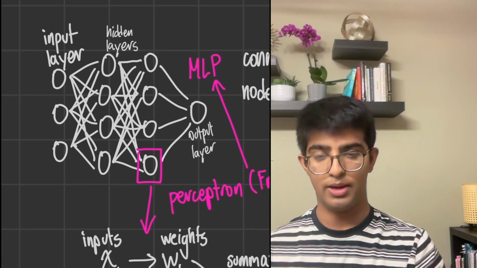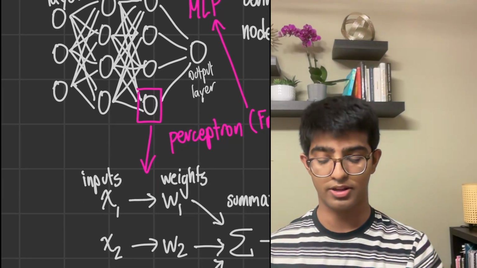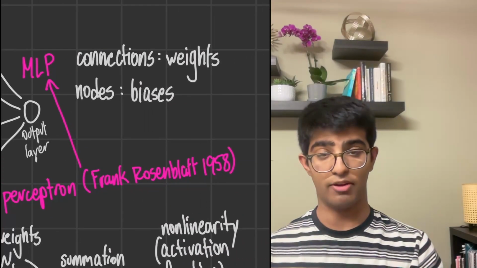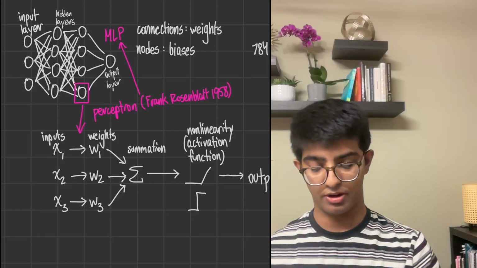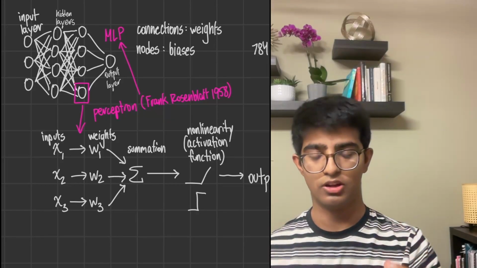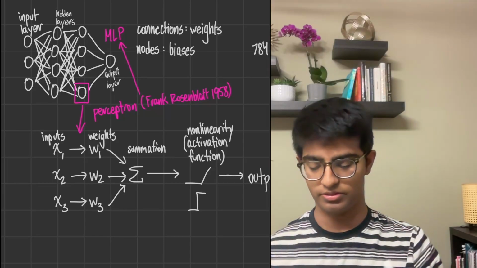So this is called a multi-layer perceptron. And the reason why it's called a multi-layer perceptron is because each neuron is known as a perceptron. They were invented by Frank Rosenblatt in 1958. And each node has biases. So along with the connections that contain weights, we have biases.